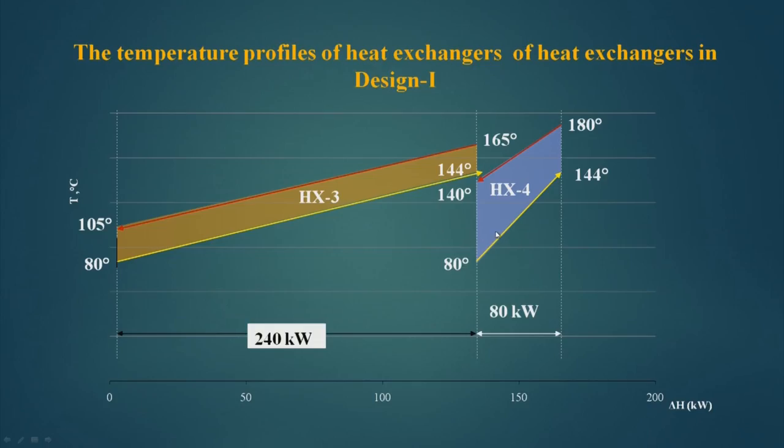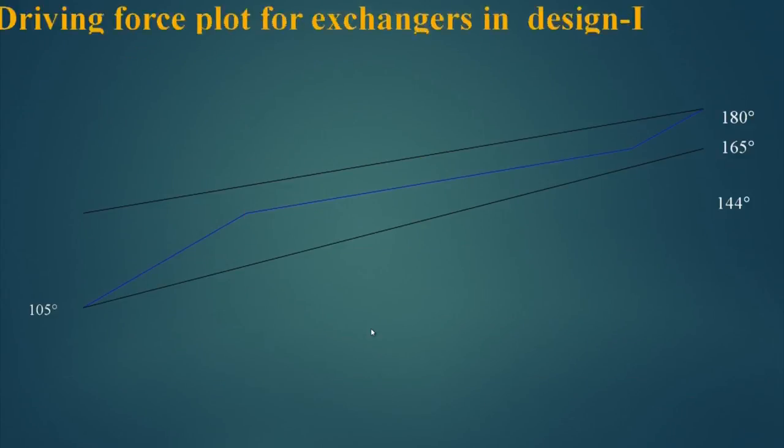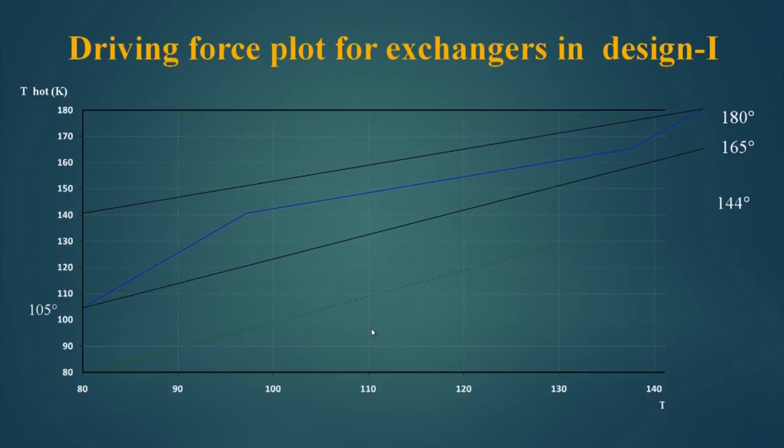Now, let us revisit the temperature profiles of two heat exchangers, which are utilized in design 1, that is heat exchanger number 3 and heat exchanger number 4. Let us see how these two heat exchangers are utilizing the naturally available driving force in the driving force plot. So, when we place the utilization of driving force of these two heat exchangers into the driving force plot, we get this.